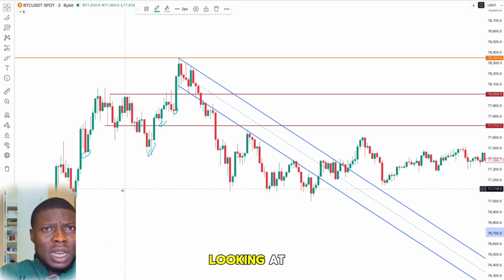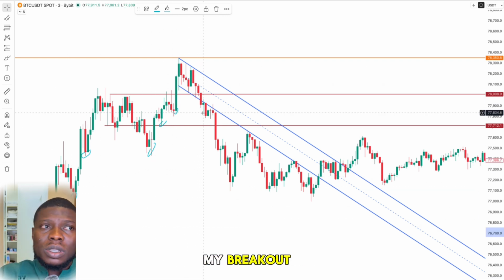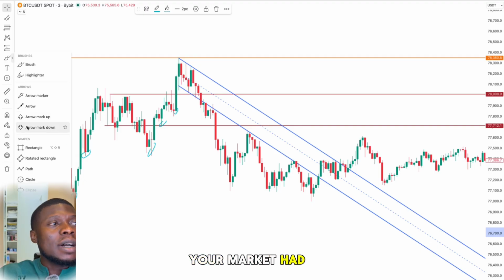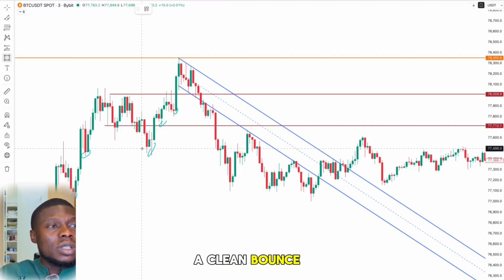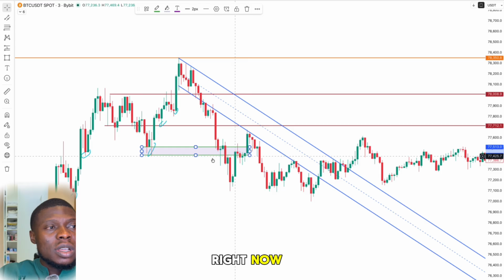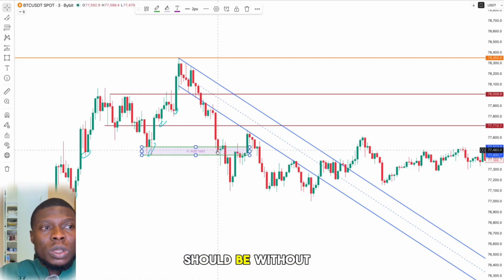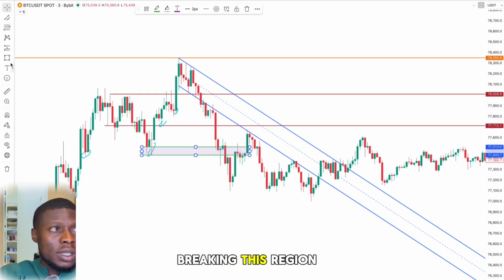What am I going to be looking at? I've already gotten my breakout, so what is next that I'm looking at? I'm looking at an area where your market had a clean bounce. If I'm looking at this area right now, this is a liquidity. The bounce should be without breaking this region.